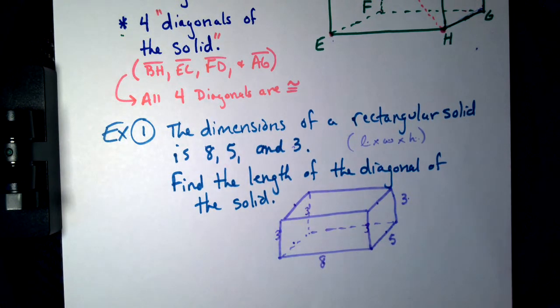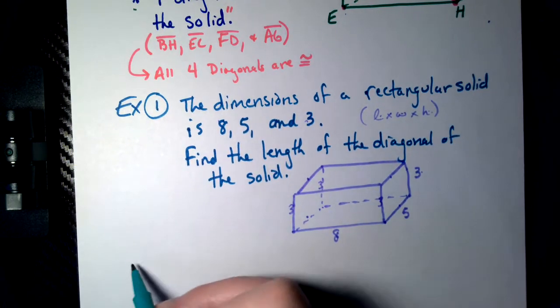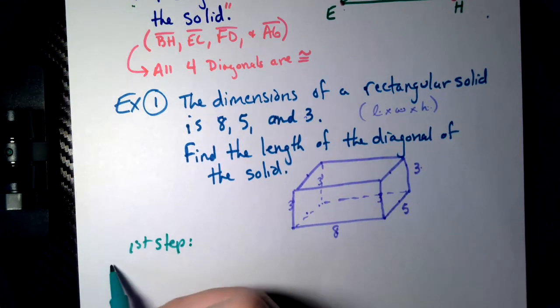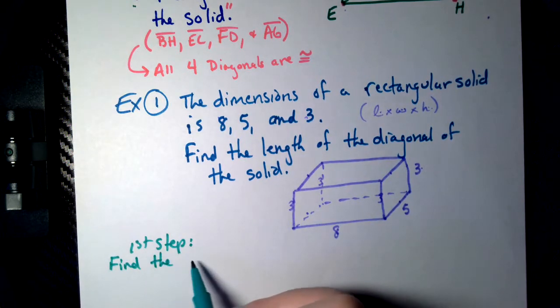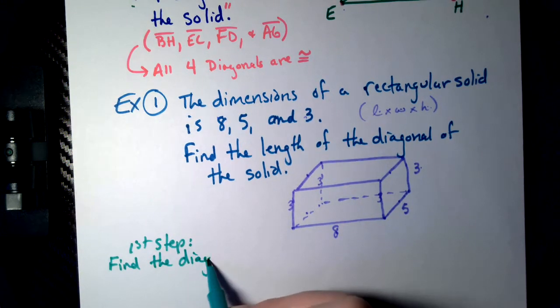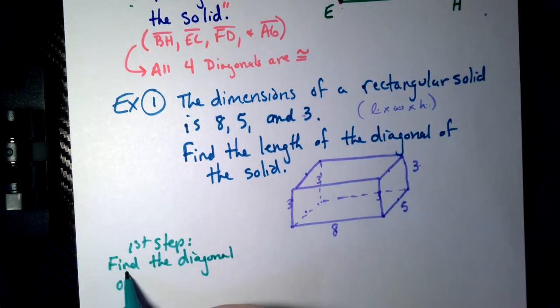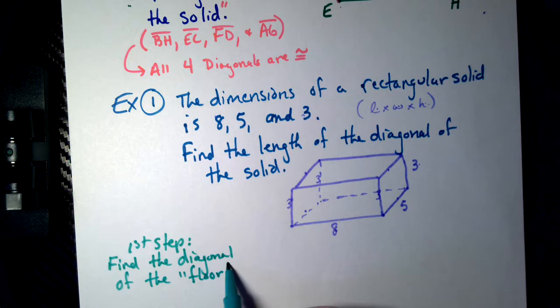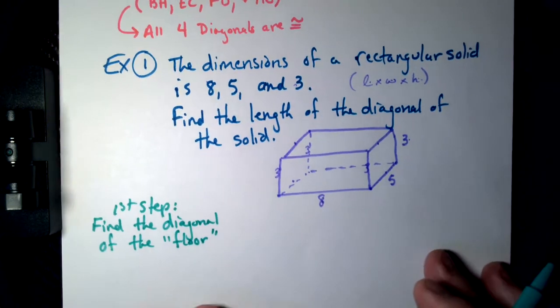Now, whatever you pick for your height number, that's really going to be an important number. So this is a two-step process. First step is find the diagonal of the floor.